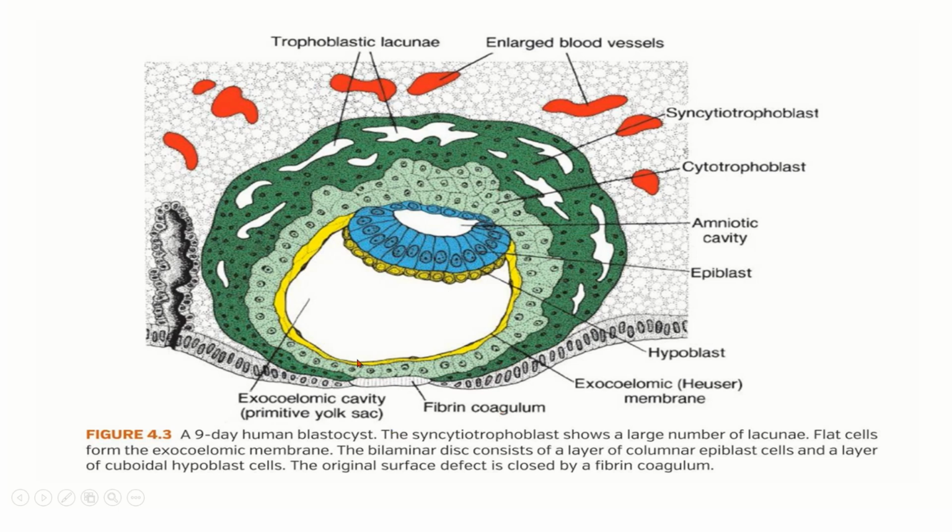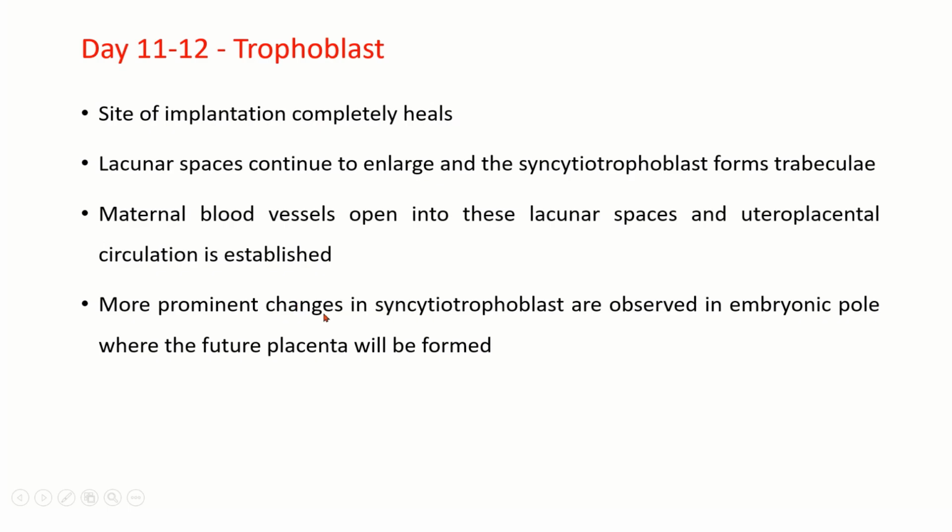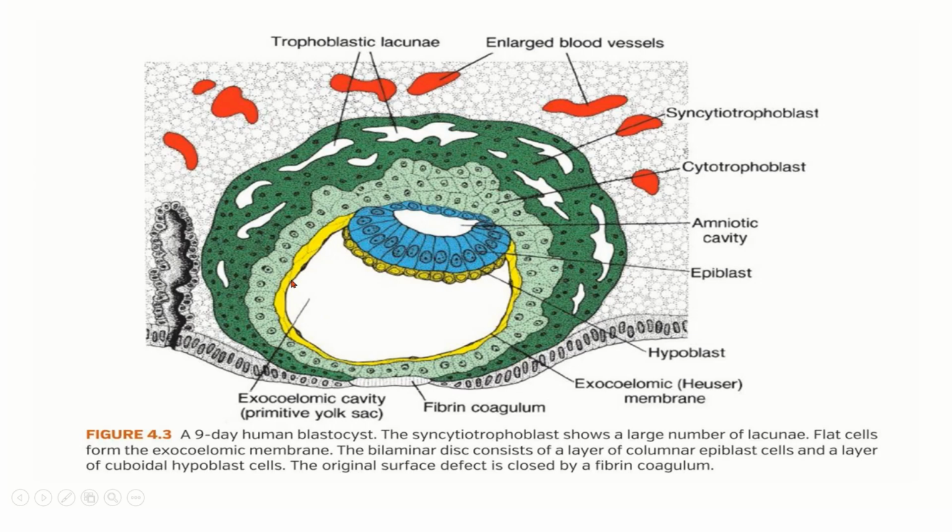Let us see here. This is the hypoblast. It gives rise to the flattened cells which line the inside of the cytotrophoblast and form Heuser's membrane. So this is Heuser's membrane, or the exocoelomic membrane. And this is the exocoelomic cavity, or the primitive yolk sac. And you can see here within the syncytiotrophoblast, the lacunae are appearing and fusing to form larger spaces, the lacunar stage. And here you can see the fibrin coagulum closing it.